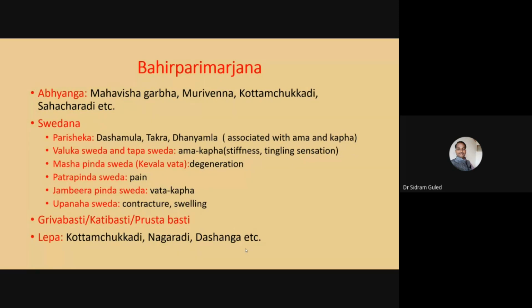Jambira Pinda Sveda and Valuka Sveda for association. Upanaha Sveda whenever there is swelling, contracture, or severe deformity. Upanaha Sveda alone can give a very good improvement. And especially Lepas we use in swelling and very inflammatory conditions of the joints.